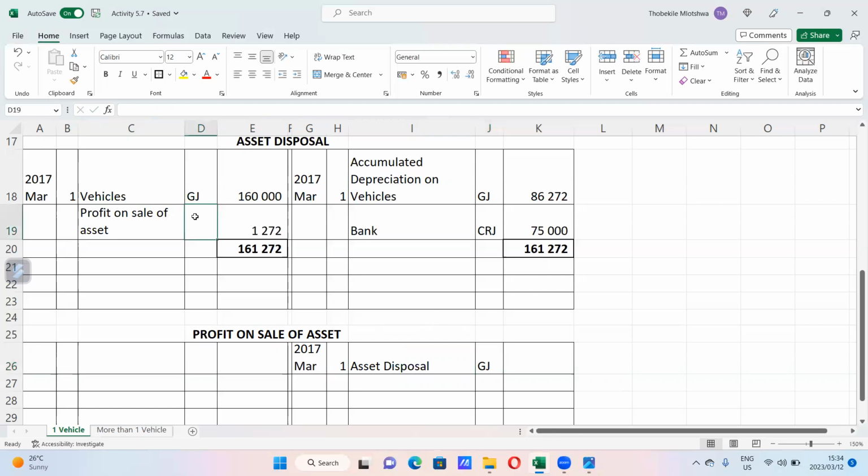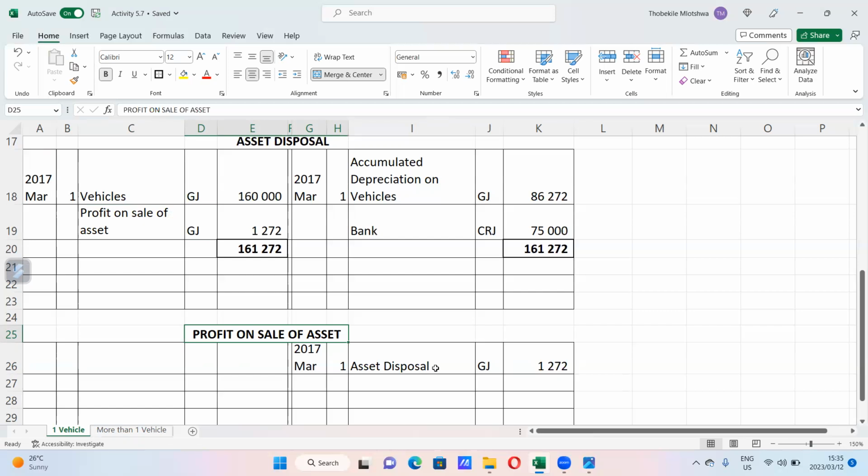So here, GJ, and then the profit is 1272. This is an income. It is taken to the statement of comprehensive income, previously known as the income statement, and is put under the income on top, other income on top. And then, if it was a loss, we would have taken it to operating expenses. Loss on sale of asset appears under operating expenses. And then we are done.